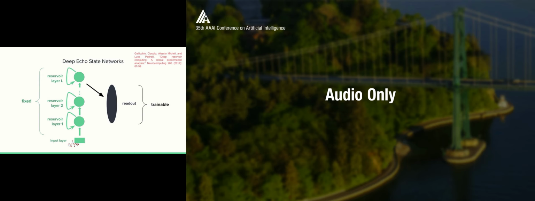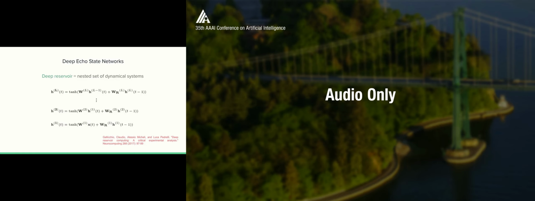And from a mathematical perspective, it is cool to see that the deep echo state network is actually a nested set of input-driven dynamical systems, where we have the external time series x_t that drives the dynamics of the first layer h1_t. This in turn drives the dynamics of the second layer h2_t, and so on, until we reach the (L-1)th dynamics that drive the dynamics of the last layer, L.